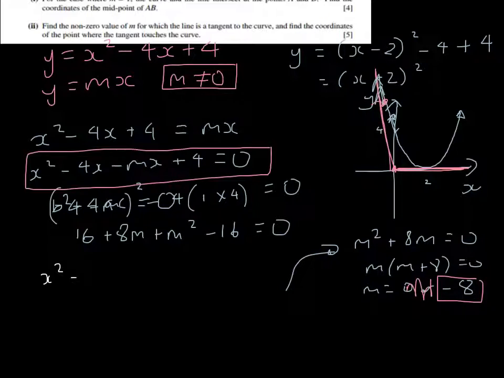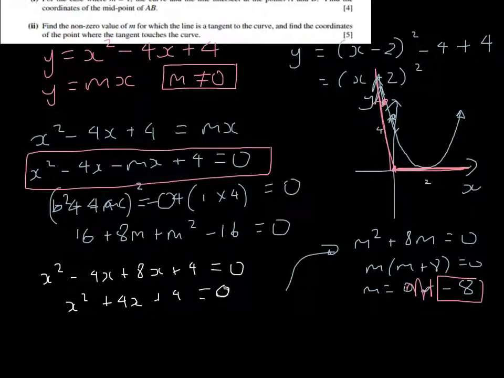So x squared minus 4x minus 8x. So I'm replacing the m with an 8. Oops, now it's a negative 8. So that actually becomes plus 4x, plus 4 equals 0. So I end up with x squared plus 4x plus 4 equals 0. So that's going to be (x plus 2) squared when I solve it. That means I've got a repeated root. It's just one value, so x is minus 2.